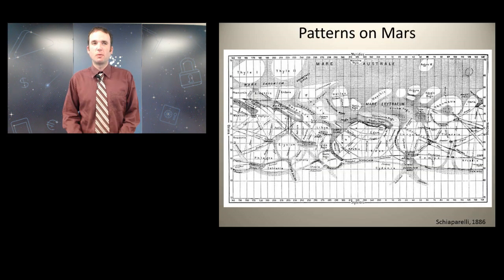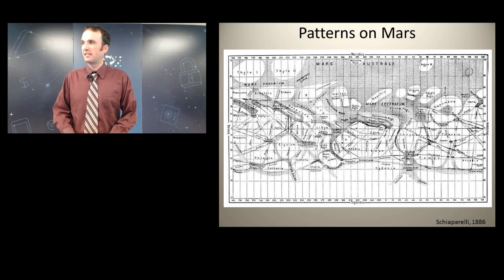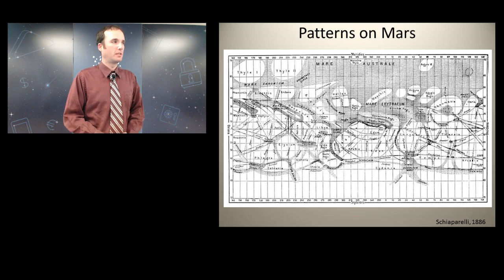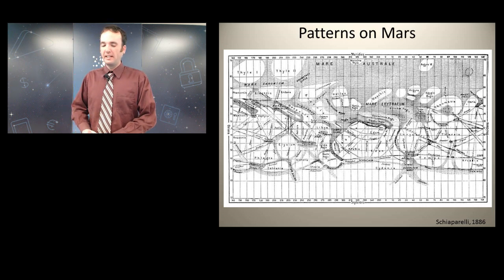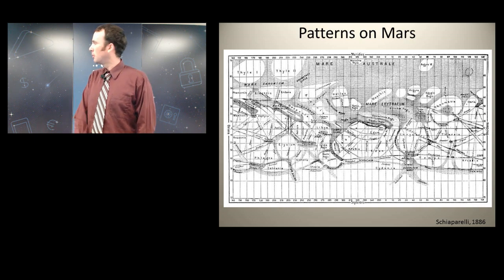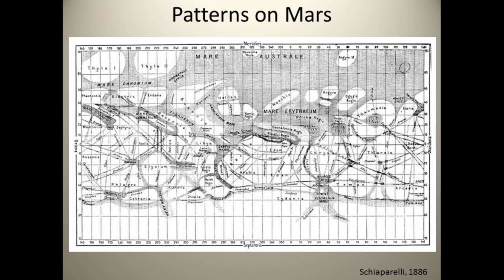Now on Mars, we started with patterns of a different type. Schiaparelli in 1886 saw many, many linear features on the surface of Mars, which he assumed were canali. We now have much, much better imagery, though, and we can see new patterns emerge from the surface itself.